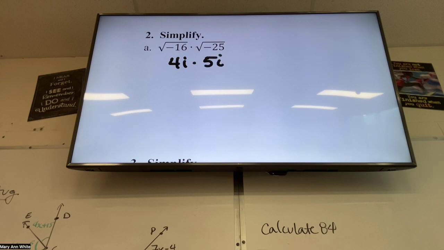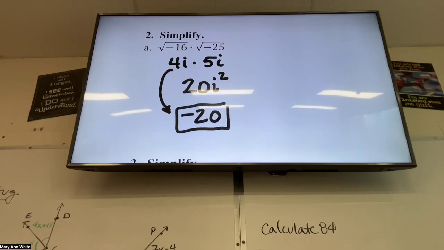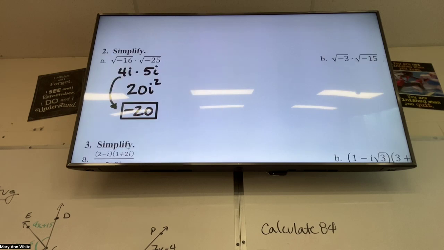4 times 5 is 20. i times i is i squared. Now, if you're faster than me, you maybe were like, okay, I know it's going to be 20i squared, I know it'll be negative. You can go quicker just down to negative 20 if that works for you. But I, for some reason, can't think that fast. So I've got to go through my i squared step and then one more down. Negative 20.